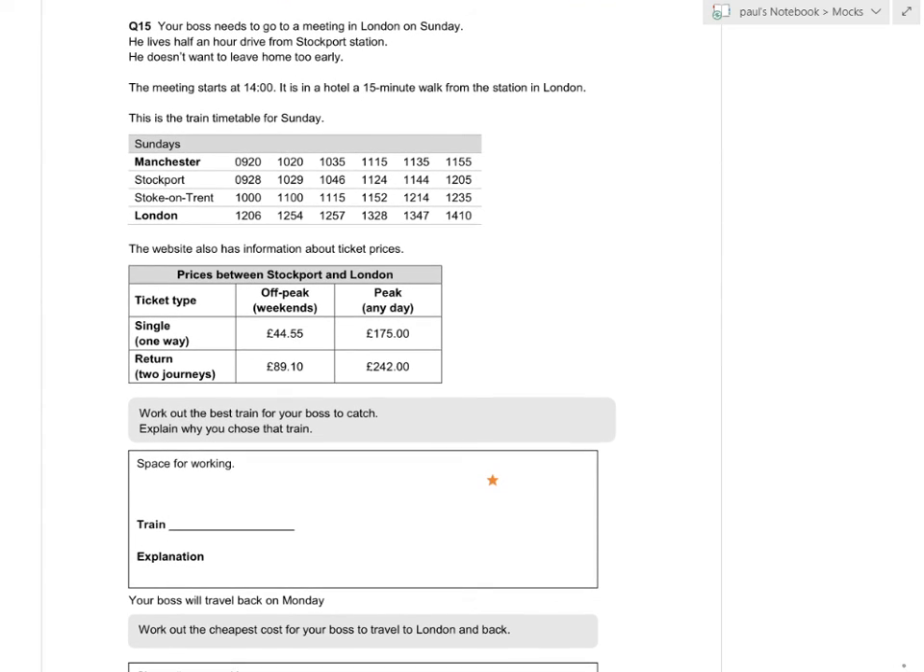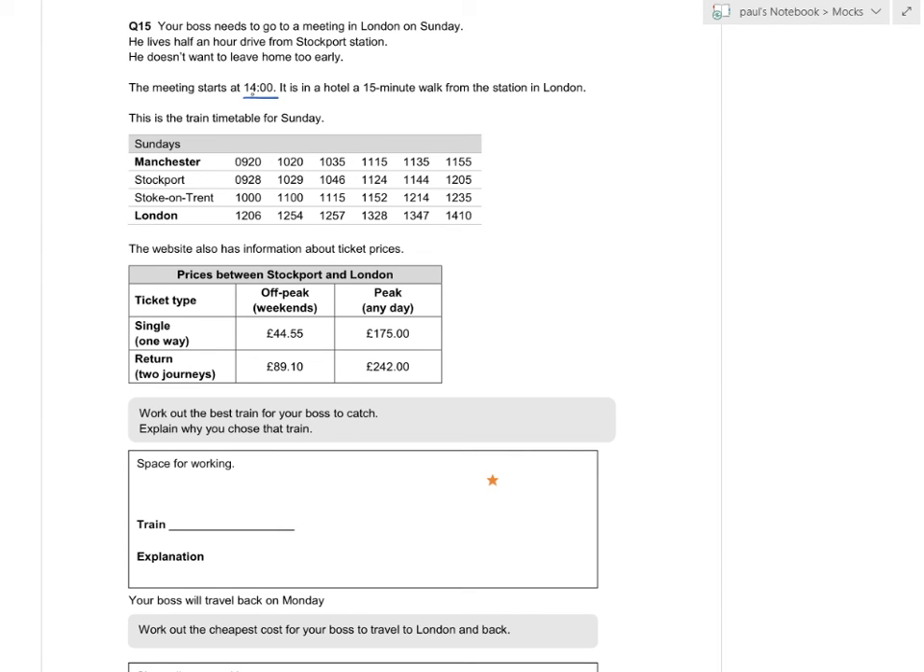Right. Your boss needs to go to a meeting in London on Sunday. He lives half an hour drive from Stockport Station. He doesn't want to leave too early. The meeting starts at 2 o'clock, 1400, and it's a 15-minute walk from the station. So, this is the train table. Work out the best train for your boss to catch.